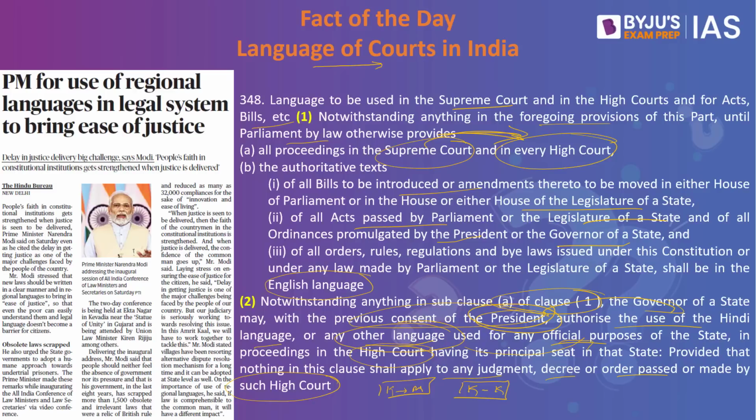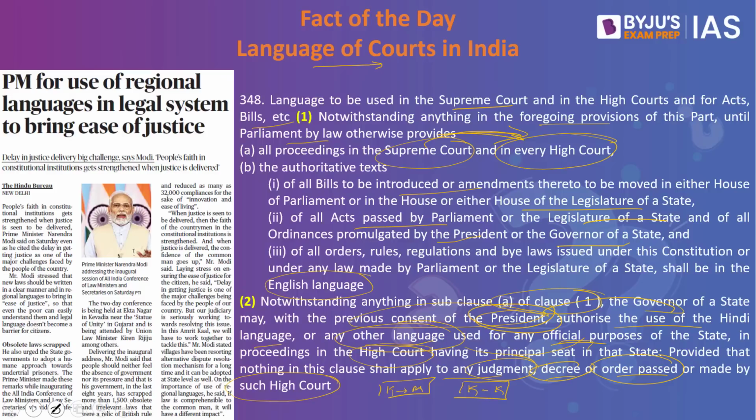So this basically means that in the Supreme Court, it will always be English, but in the High Court, English will be the default language. But in addition to that, if the governor so wishes, takes the permission of the president, the official language of the state can also be used for the proceedings. But do note, this is only for the proceedings. When it comes to judgment, decree or other orders passed, it will only be in English. This is with respect to the High Court.